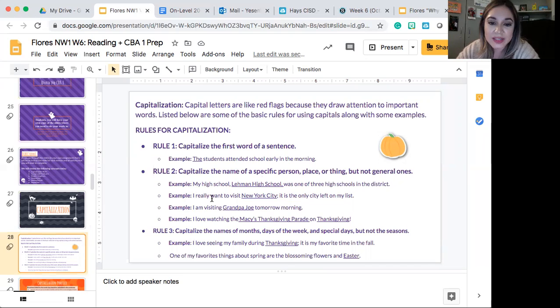Similar to city: I really want to visit New York City. It is the only city left on my list. In this case, city is part of the name New York City. It's part of the city's name. However, "city" alone would not be capitalized.